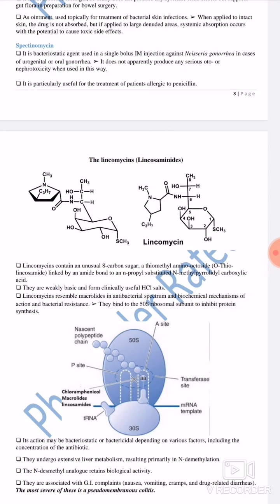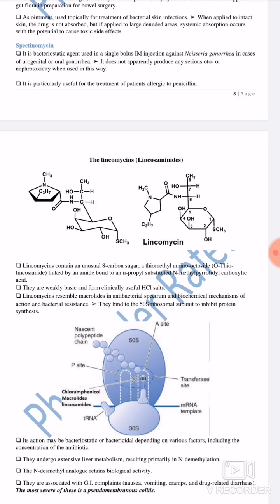Now, lincomycins or lincosamides. Lincomycins contain an unusual 8-carbon sugar, a thiomethyl amino octoside or thiolincosamide, linked by an amide bond to an appropriately substituted N-methyl pyrrolidyl carboxylic acid. They are weakly basic and form clinically useful hydrochloride salts.